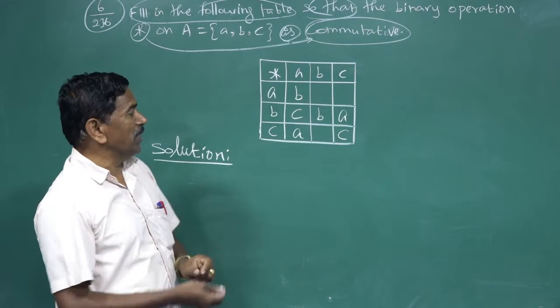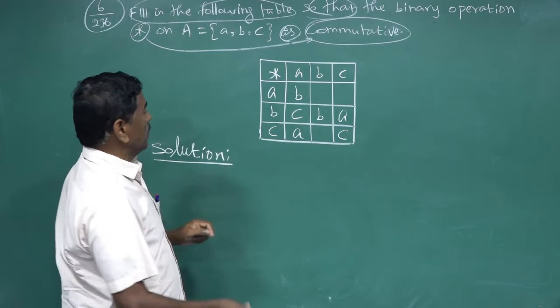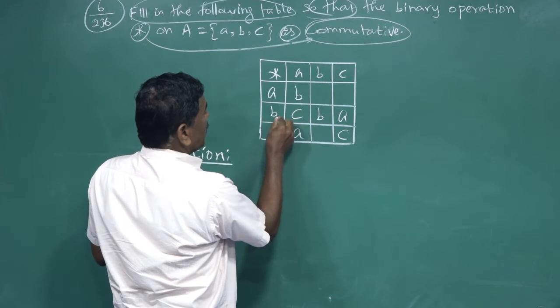Here, 1, 2, 3. So there are three places we have to fill. And the given condition is commutative. Listen, it is very simple. For example, given that, listen carefully.